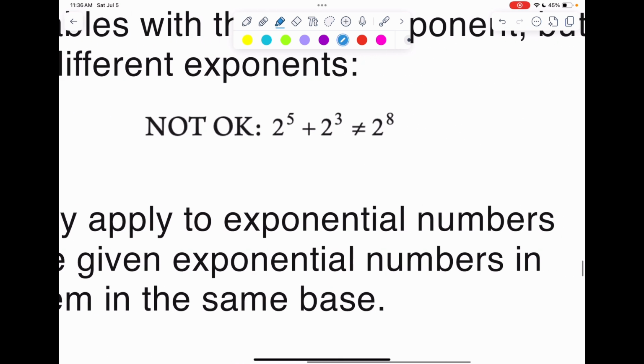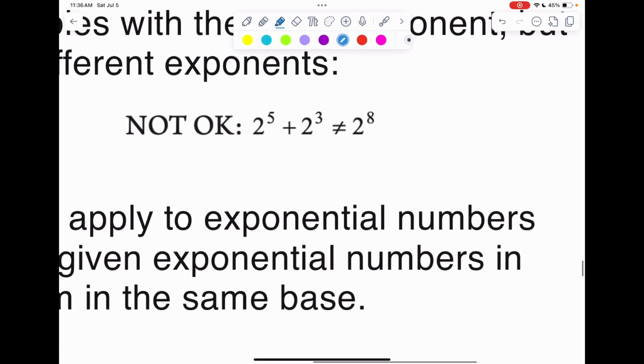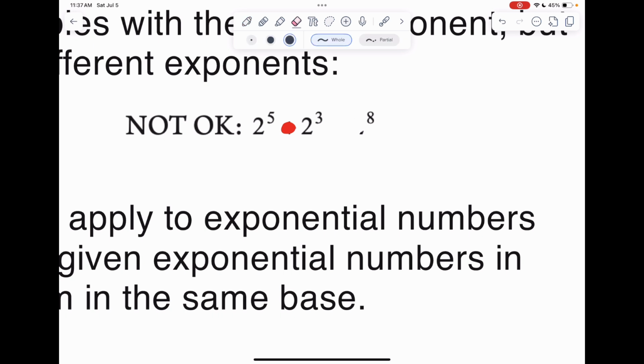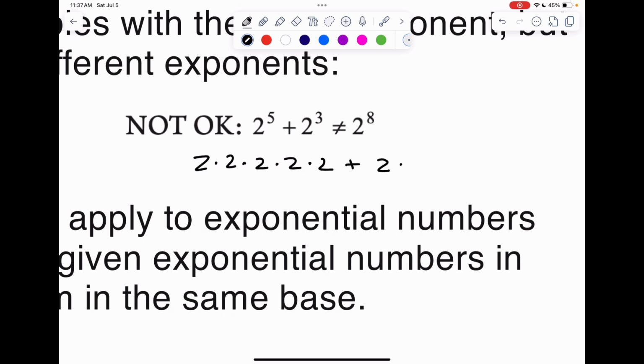Now, this is a little bit different. This is not okay. Remember, we said when we multiply exponential numbers together that have the same base, that's when we add the exponents. We do not do that when we're adding the exponential numbers together. This would have to be a multiplication in order for that to equal. That's not what that is. Basically, if you think about it, this is 2 times 2 times 2 times 2 times 2 plus 2 times 2 times 2.